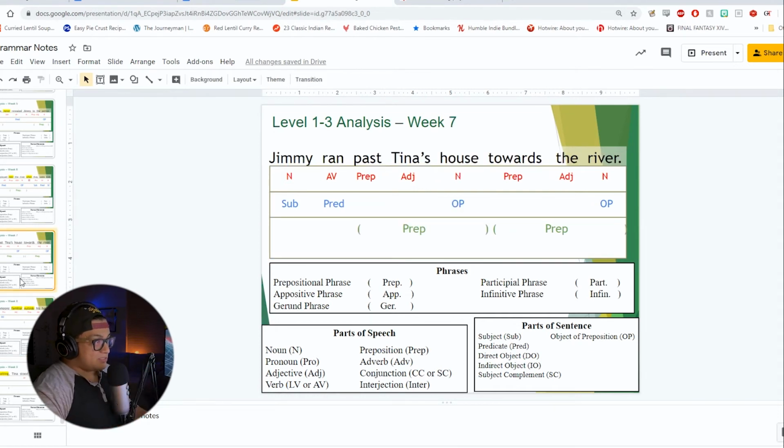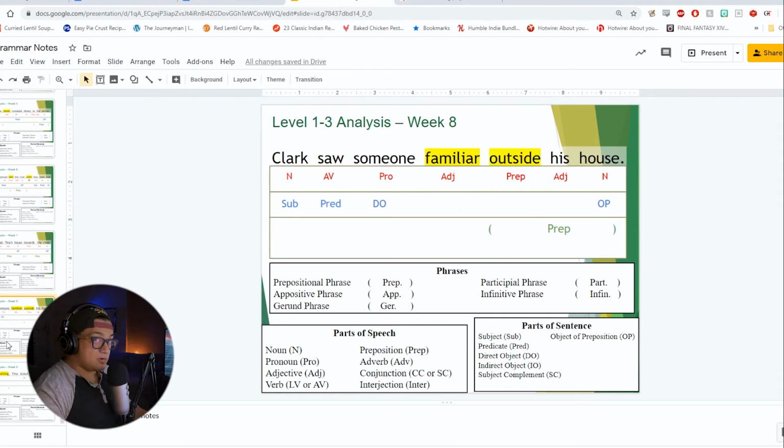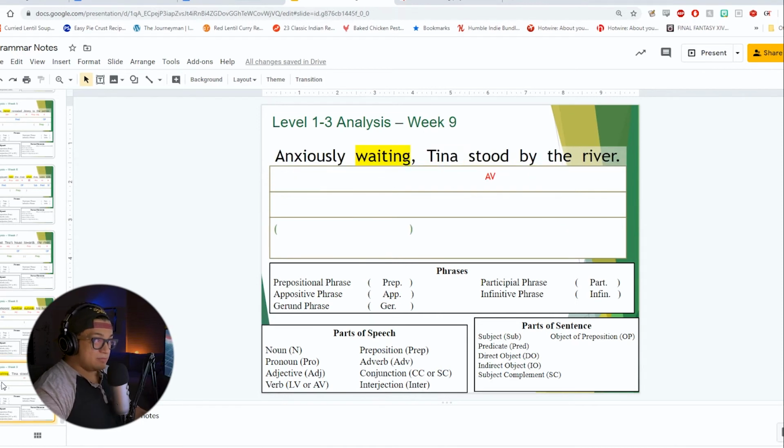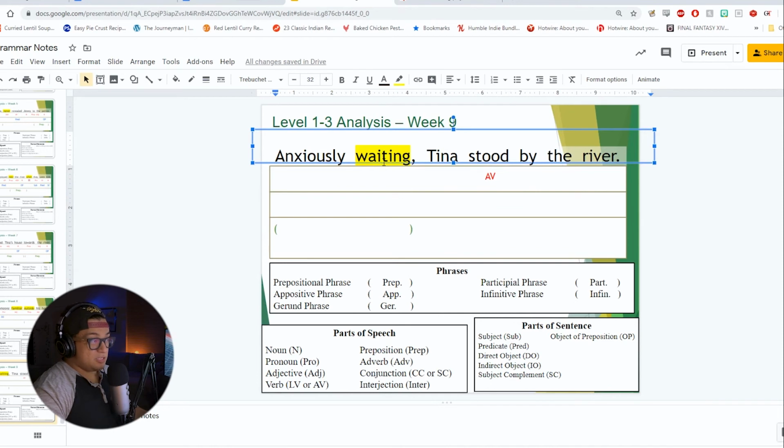Again, let's do a little bit of a rewind on the story. Jimmy ran past Tina's house towards the river. Clark saw someone familiar outside his house. Anxiously waiting, Tina stood by the river. That is week 9. There's going to be an end to this story. In the next 2 weeks, we're going to have the finale of Tina, Tim, and Jimmy. The word waiting is going to give you some issues.